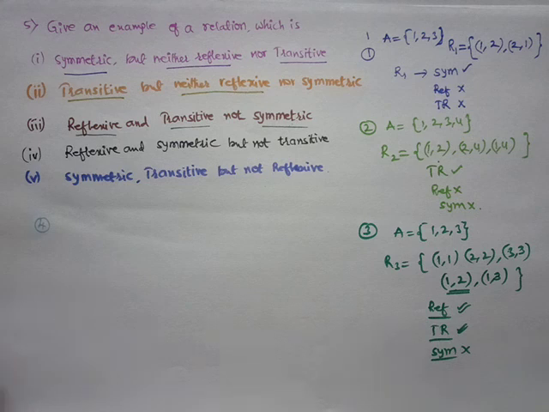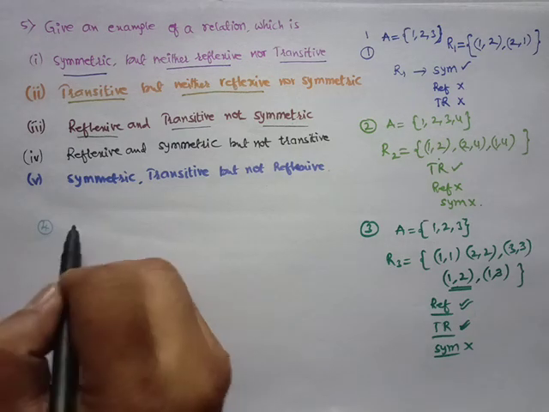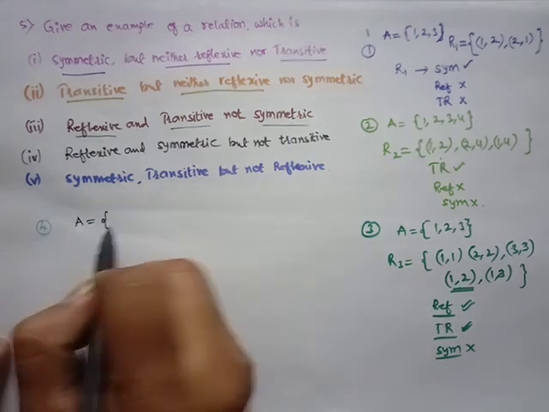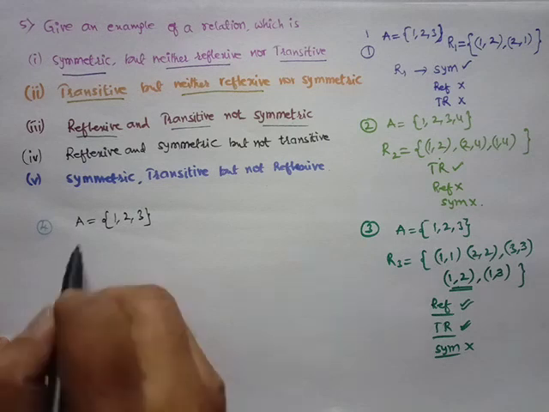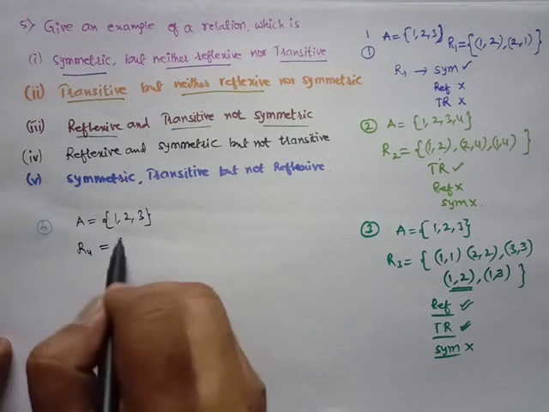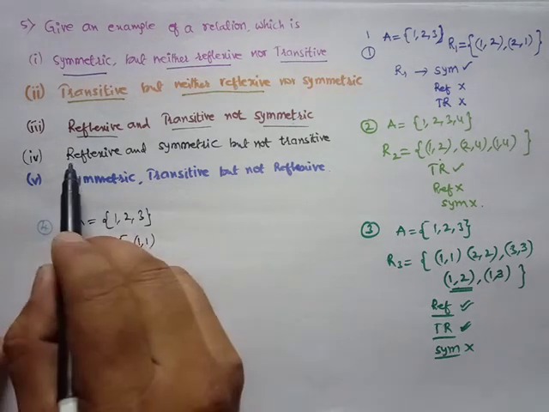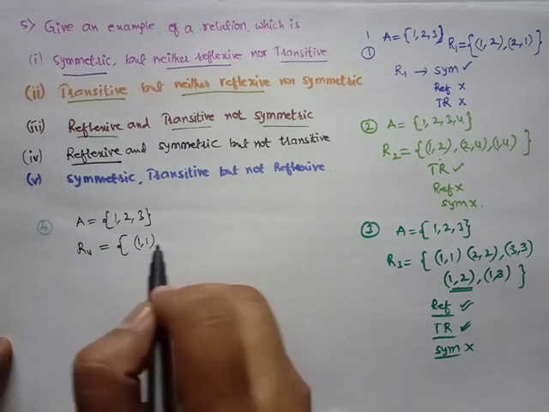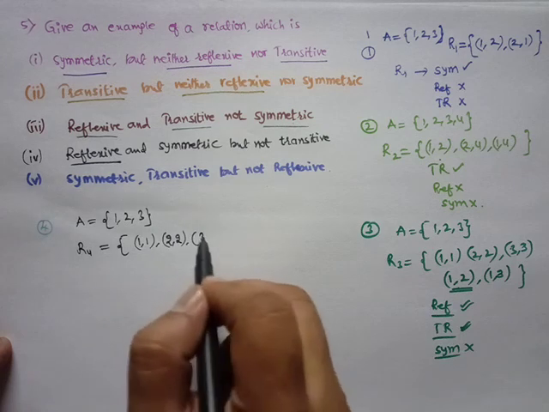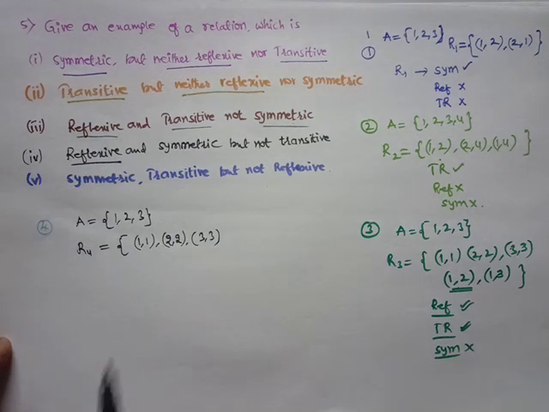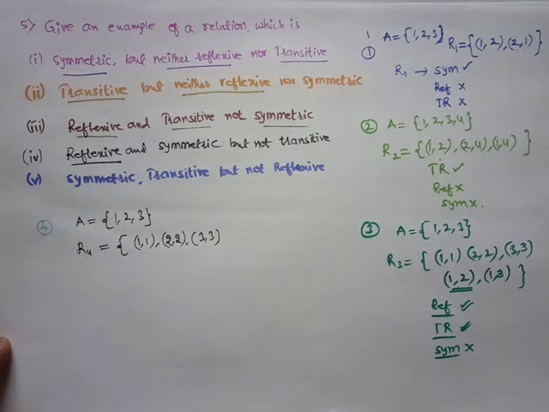Reflexive, symmetric but not transitive. For the fourth, consider the set A as {1, 2, 3}, and taking the relation, I am considering it as R4. Now it should be reflexive. First of all, it should be reflexive, so take (1,1), (2,2), and next (3,3). (1,1), (2,2), (3,3) are present, then it is reflexive, keep it aside.